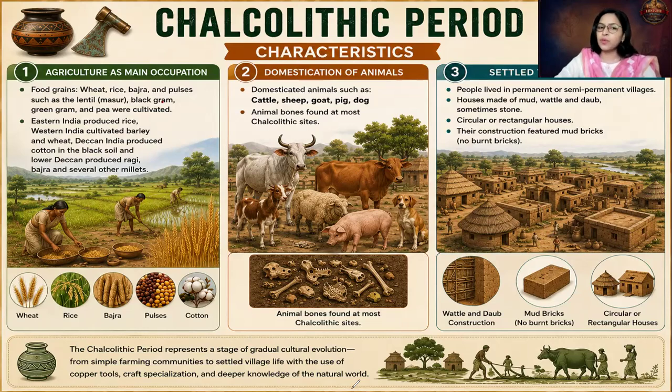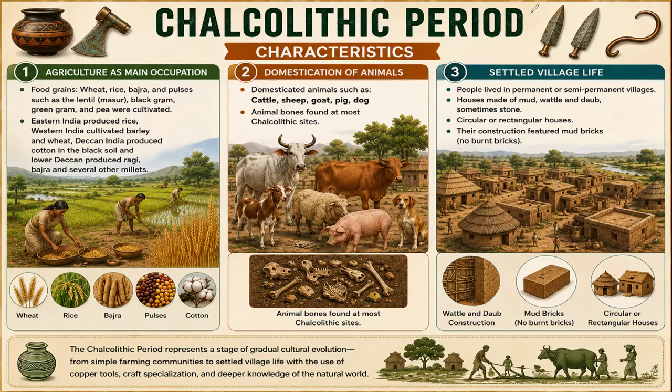Then the next important feature is domestication of animals. Animals such as cattle, sheep, goat, pig, and dog were domesticated. Cattle were extremely beneficial from the perspective of agriculture. Animal bones have been discovered at a number of Chalcolithic sites, suggesting extensive domestication of animals or cattle rearing. Then the next characteristic feature of the Chalcolithic period is settled village life.